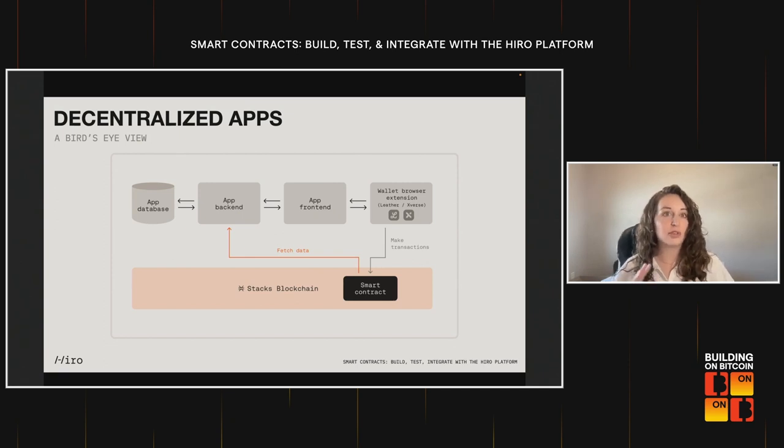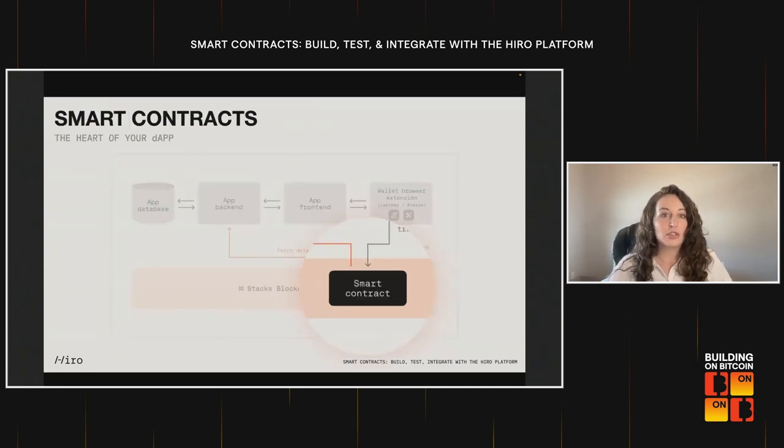So a dApp built on Stacks might have some familiar parts for web devs, like a front end, a back end, a database. It'll also use a wallet browser extension to let users make secure and authenticated transactions on the Stacks blockchain. And your application, as well as your users through their wallets, will be interacting with the Stacks blockchain via calling functions in your smart contract, which is really the heart of your dApp.